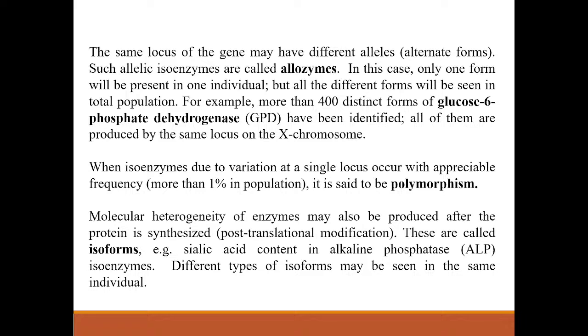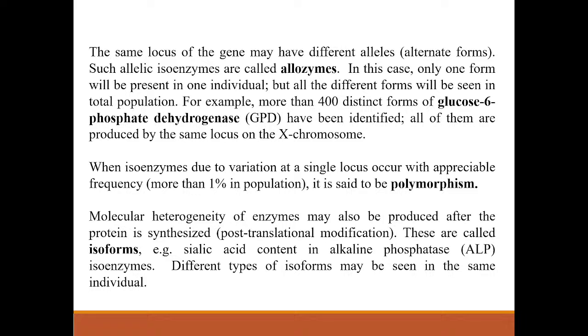For example, more than 400 distinct forms of glucose 6-phosphate dehydrogenase, or G6PD, have been identified. All of them are produced by the same locus of the X chromosome. Try to understand, G6PD is very important. So, there are 400 different forms formed from the same locus of the X chromosome. They will be found in the population, but not in a single individual. That is the key finding you should know.